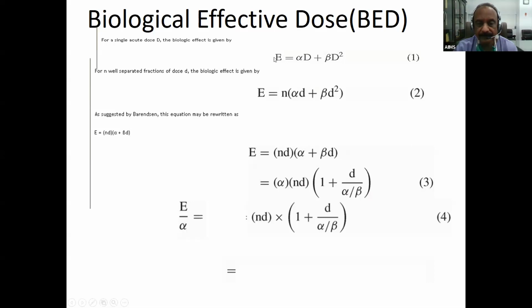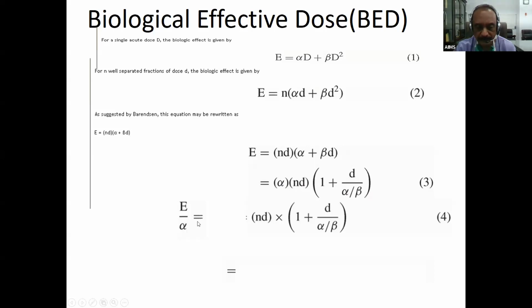So here, the effect will be the sum of two processes of cell kill, that is alpha D plus beta D square. D is total dose, so we can write it as number of fractions multiplied by dose per fraction, and you take n outside as a common factor. So it will be n (alpha d plus beta d square). Now this small d is dose per fraction. You take this small d outside, it will be n d (alpha plus beta d). Take alpha also outside, it will be 1 plus d divided by the alpha beta ratio.